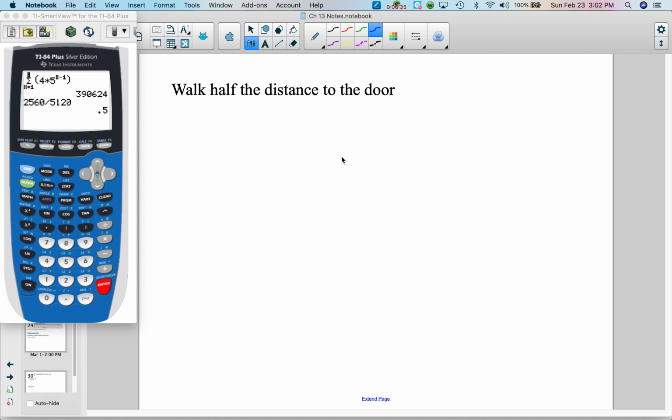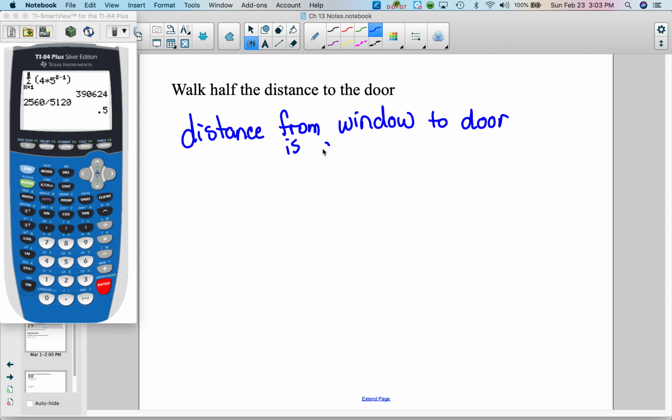Now if I were in class today, I would have someone in the class get up, stand by the window, and walk half the distance to the door. I've measured the distance from our classroom window to the door, and it is about 8 meters. Okay, so it's roughly 8 meters.